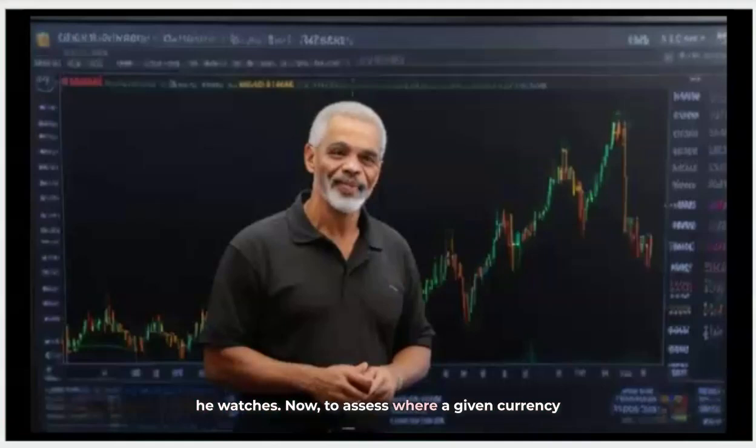Now, to assess where a given currency pair is headed from day to day, Fred looks at the 4-day and 2-day price flows. Nonetheless, to get a beat on where price is headed over the longer haul, perhaps from week to week, Duckworth turns to the more stable 8 or 12-day measures.